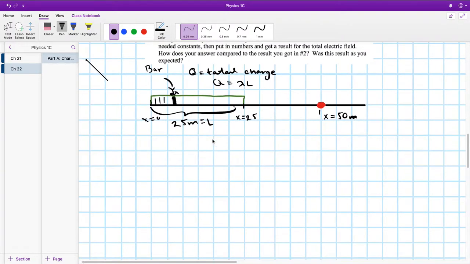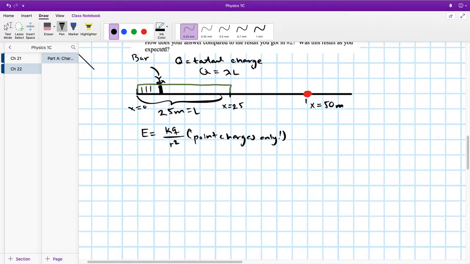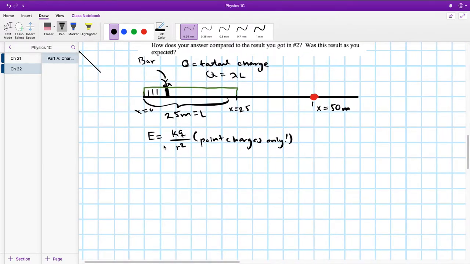So whenever we need to find the magnitude of electric field, we typically rely on the equation that E is equal to K Q over R squared, where K is a constant, Q is the charge, and R is the distance between your 2 points. But this is for point charges only. And in our case, we actually have an entire rod, which obviously isn't a point charge. So we can't really rely on this equation straight up.